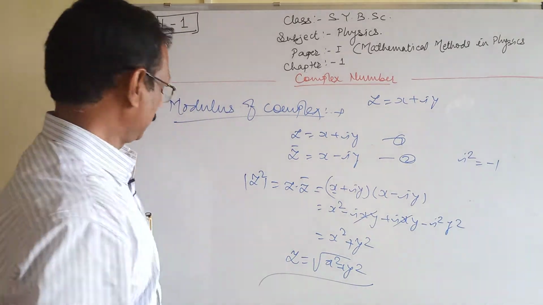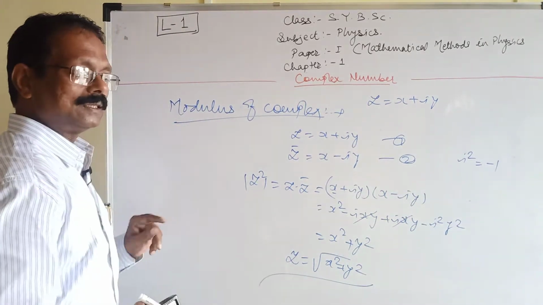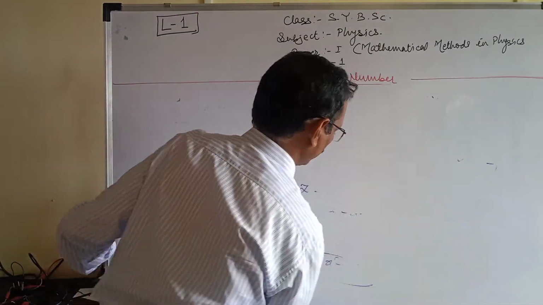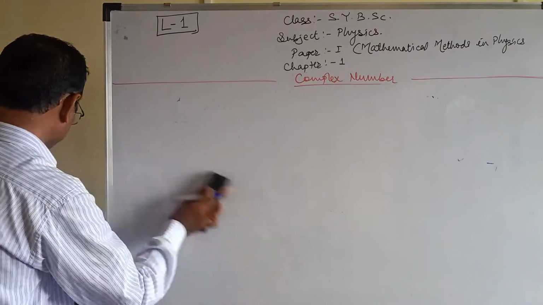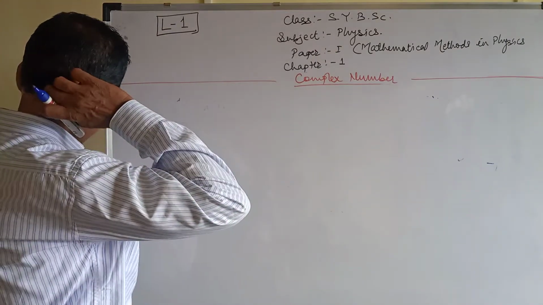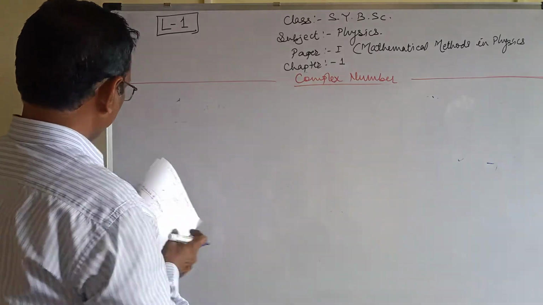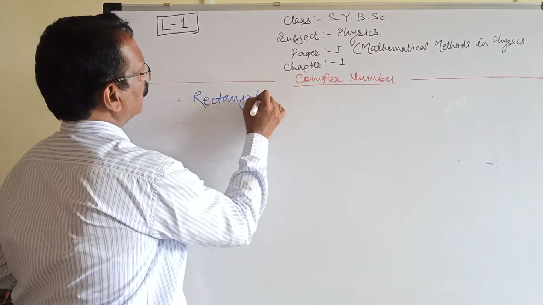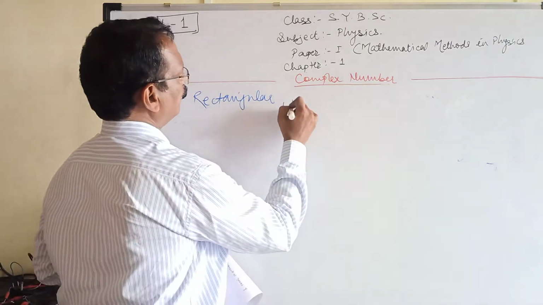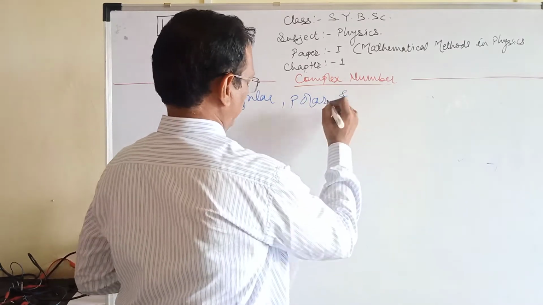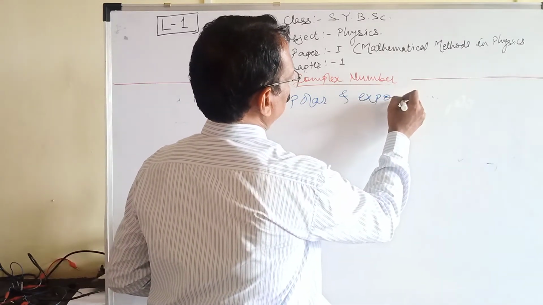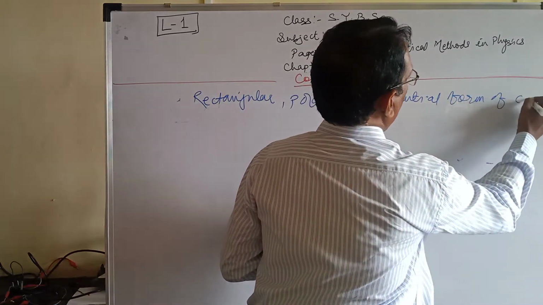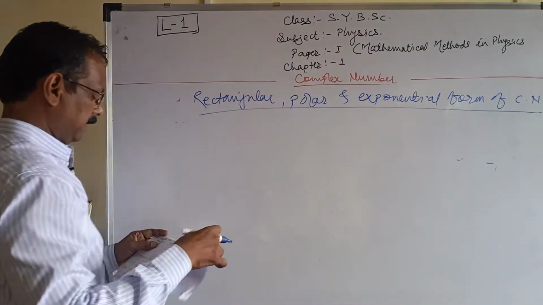So this is the modulus of z. This is another article. So it is the modulus of the complex number. Next to that, we have to see another article, which is the rectangular, polar and exponential form of a complex number. So this is another article here.